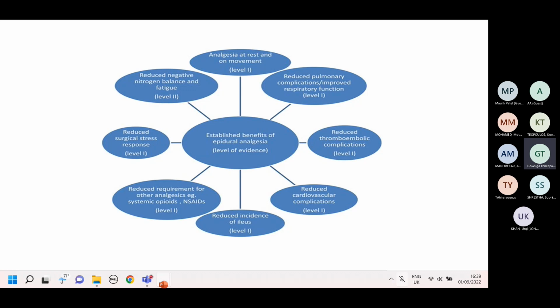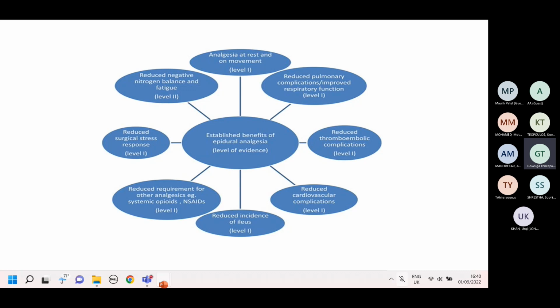and also we can reduce the systemic opioids, and you can have opioid-sparing effects, so we can avoid opioid side effects, right? And NSAIDs as well, and it reduces the surgical stress response. It reduces negative nitrogen balance and fatigue. So there are more benefits than the other modes of analgesia, and it is easy to continue in the post-operative period. It will stay for at least 48 hours to 72 hours.